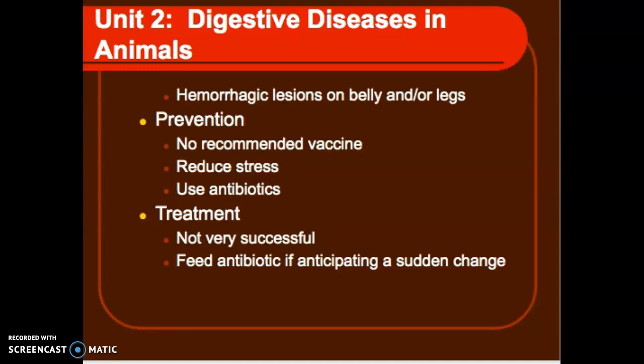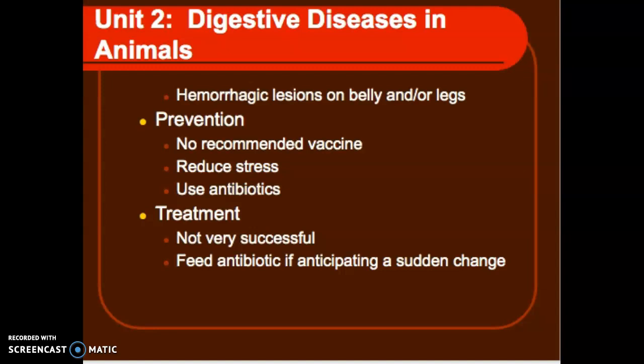This is not a virus related problem. It's a proliferation of the wrong kind of bacteria in the gut. So just do what you can to reduce stress. Historically, swine producers have fed antibiotics in order to help keep those bacteria in control. And treatment is sometimes not very successful.